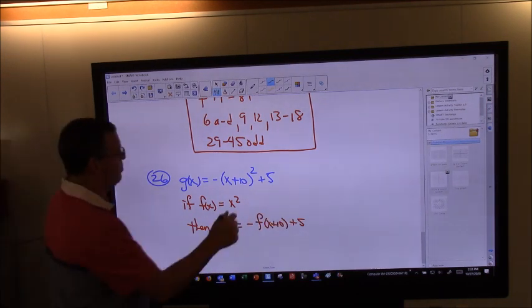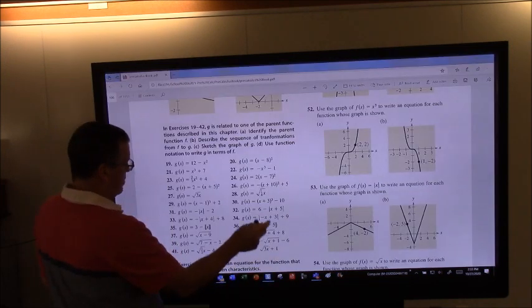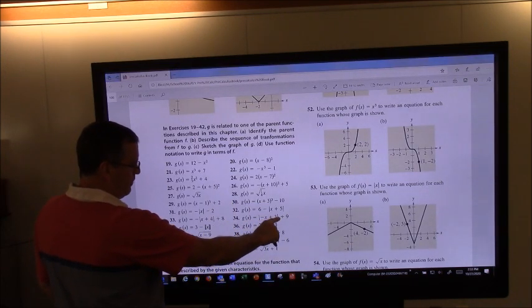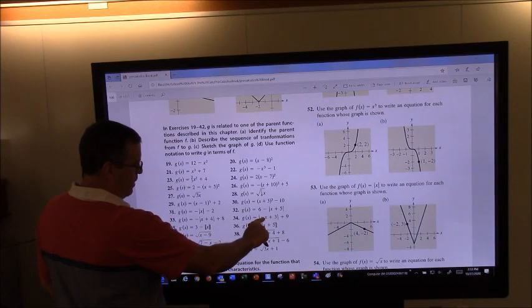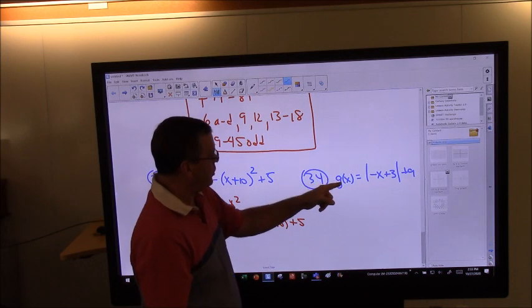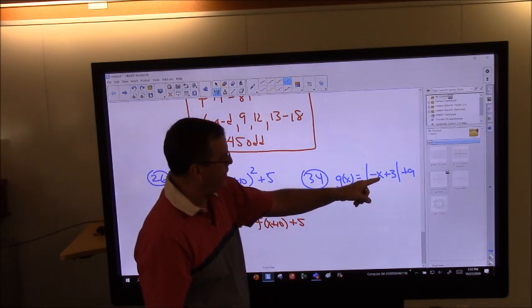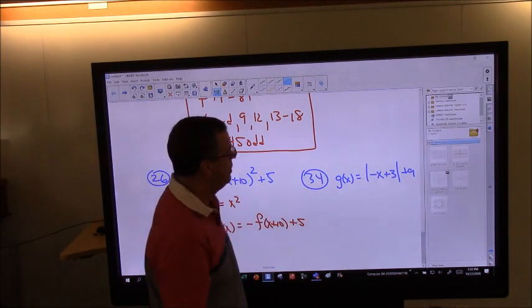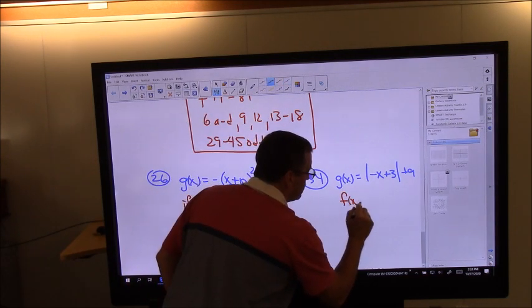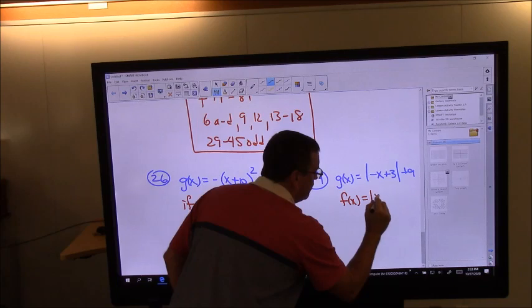Okay, let me do another one. Let's just look at 34. Okay, absolute value function. Absolute value of a negative x plus 3 plus 9. All right, so there's 34. G of x equals the absolute value of a negative x plus 3 plus 9. So what's my parent function? F of x is just the absolute value of x.